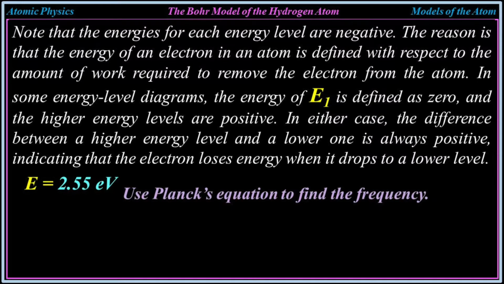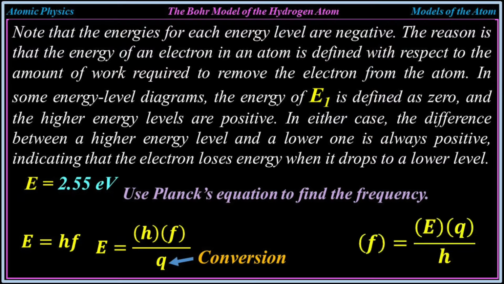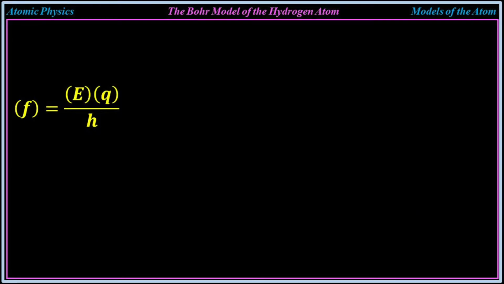So there's the E. Use Planck's equation to find the frequency. And I want to rearrange that and put in the conversion factor. That's the conversion factor. And plug in. No, not yet. I want to rearrange it for f. My apologies.